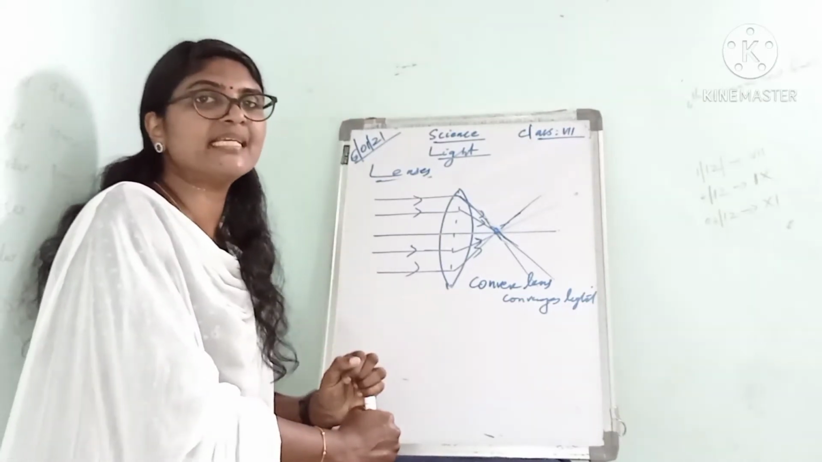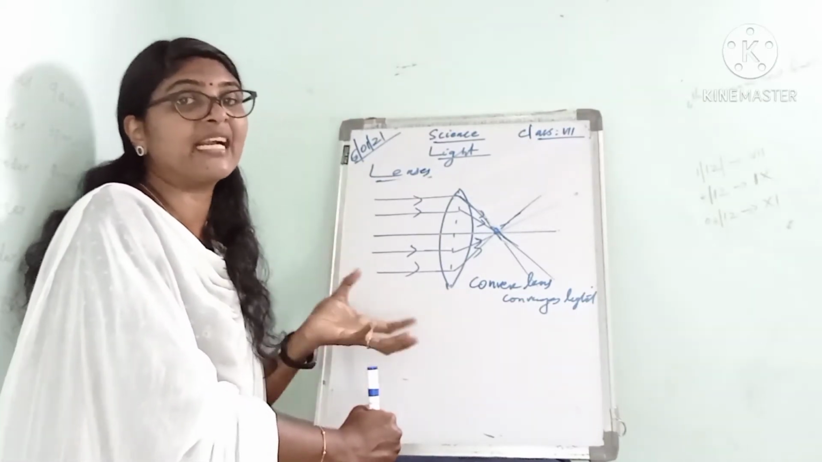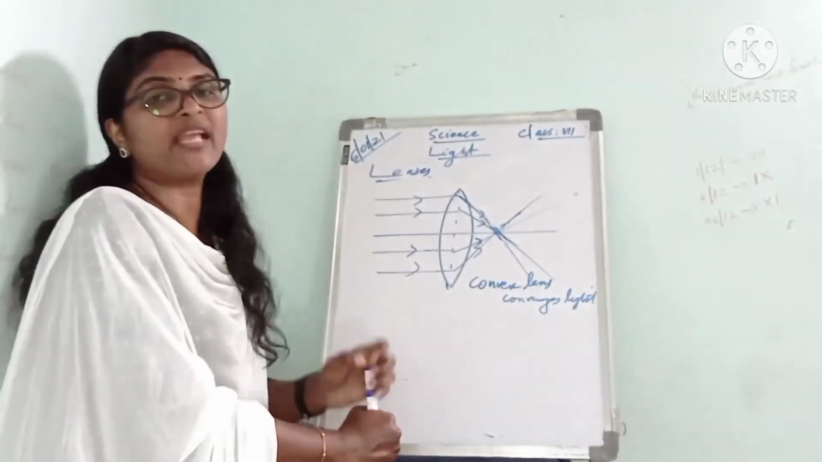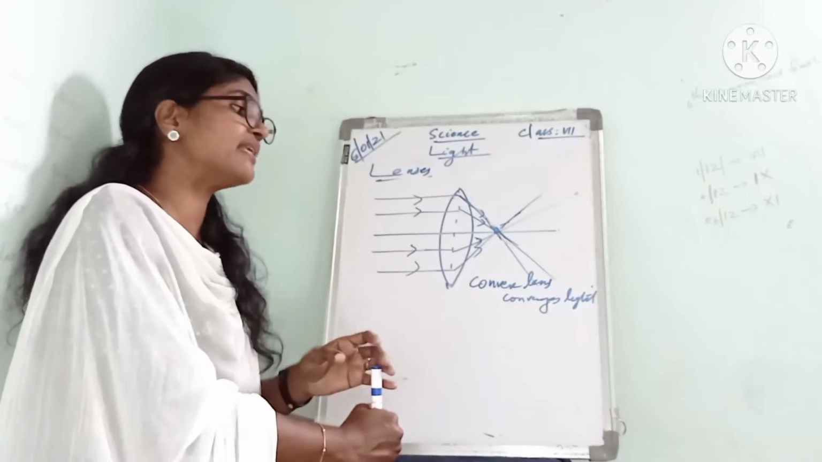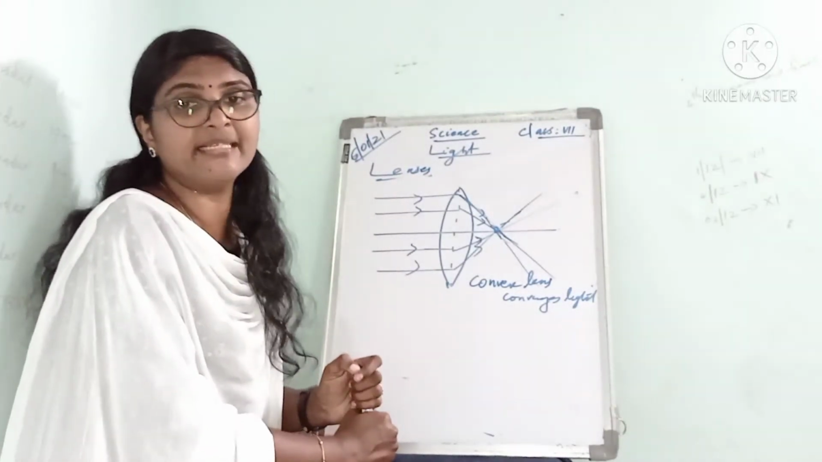Why is a convex lens called a converging lens? Because it converges the light rays. That is why this convex lens is called a converging lens.